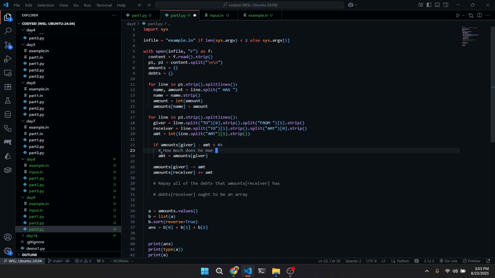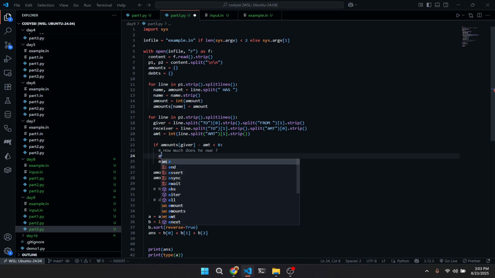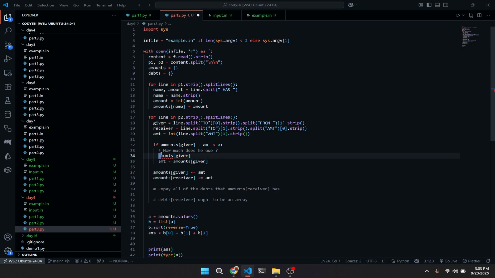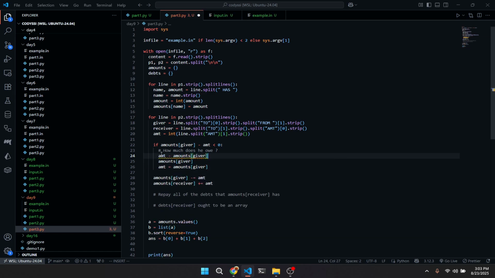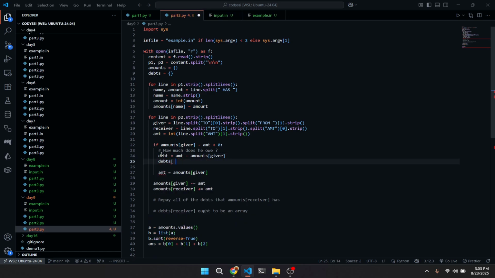How much does he owe? He can take all of his money, essentially, so this is how much he currently pays, right? This is how much he pays, but let's say that he has 30, so it's amount minus amount to the giver. This is how much he has as a debt, so that's debt at giver.